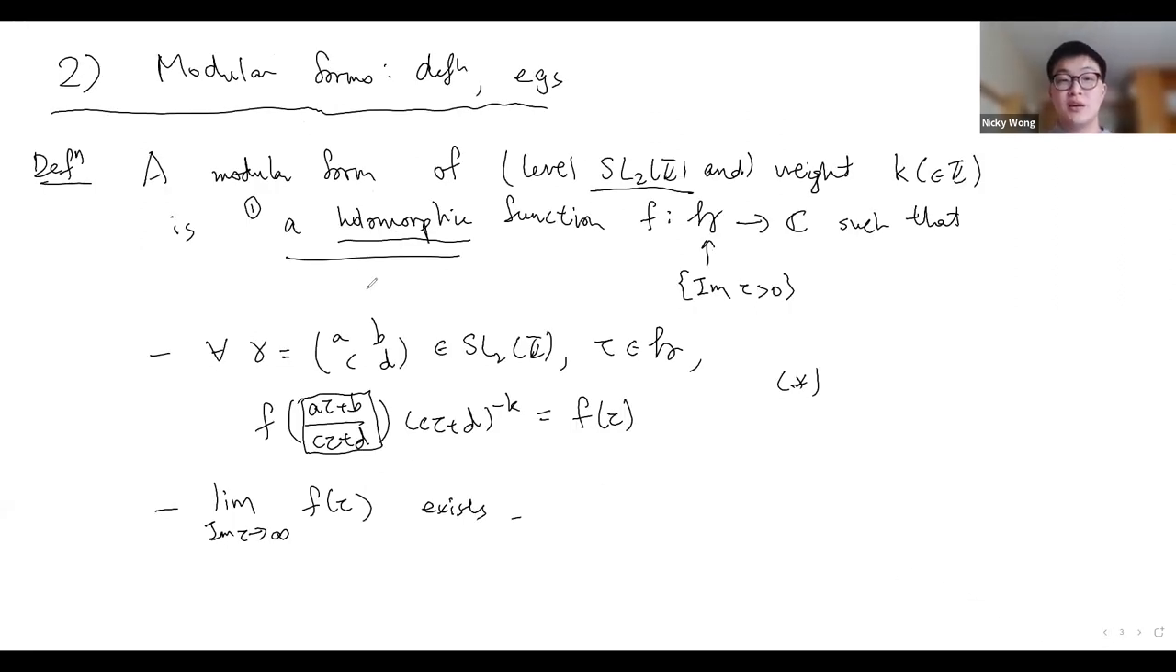And that's not too hard to see because, for example, if I've got F1 and F2, two modular forms, the sum of them certainly is a holomorphic function. And the limit at infinity is just the sum of the limits. And for this condition star, for F plus G, you can just take them out and recover this condition easily. And the same goes for scalar multiplication.